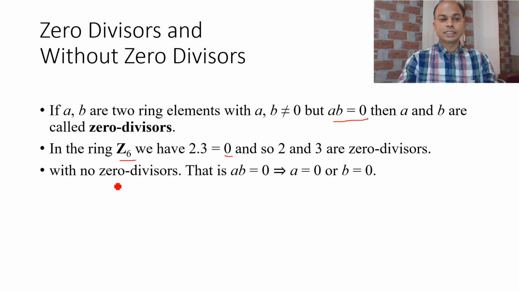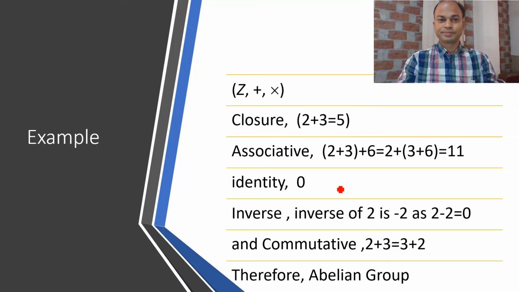If we talk about no zero divisors, say AB equals 0, it simply means either A should be 0 or B should be 0. Then A and B are called no zero divisors or without zero divisors.